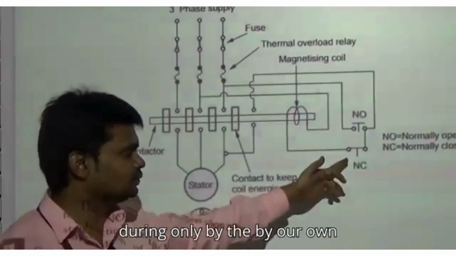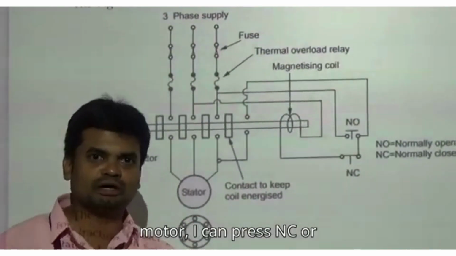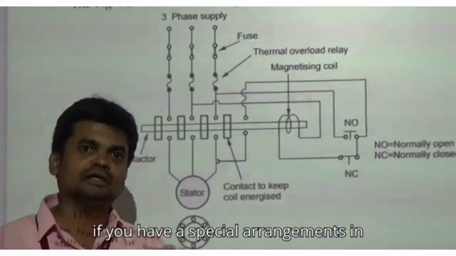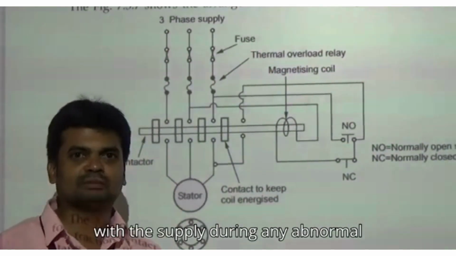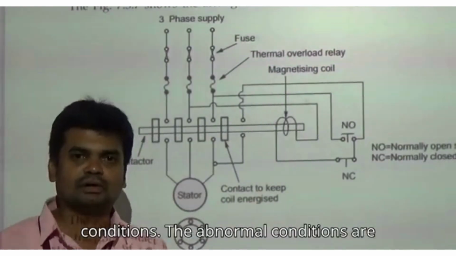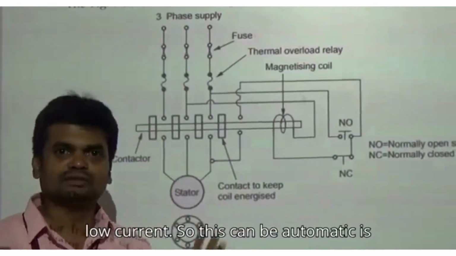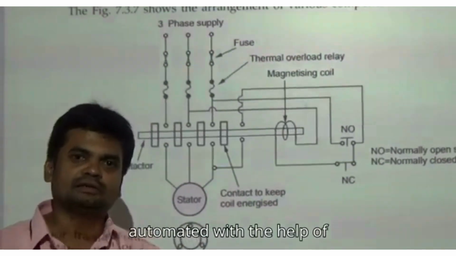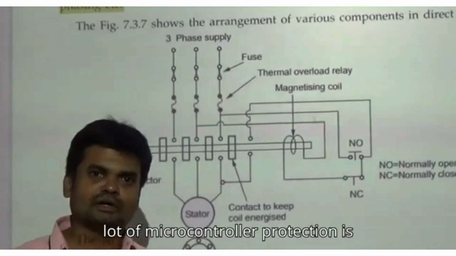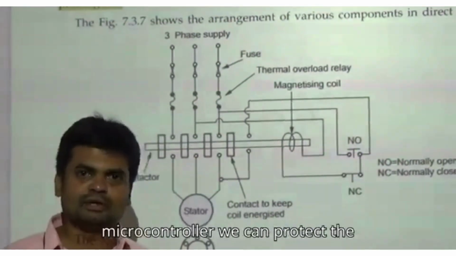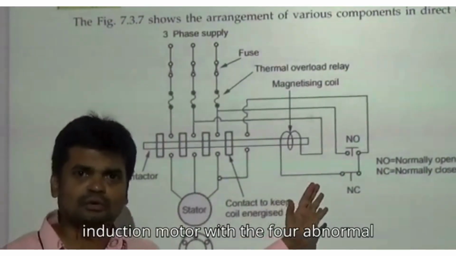So this happens only by our own requirements. If we want to stop the motor, we can press NC, or we can have a special arrangement to cut off the induction motor from the supply during any abnormal conditions. The abnormal conditions are high voltage, low voltage, high current, and low current. This can be automated with the help of microcontrollers. Nowadays microcontrollers play a major role, and there is a lot of microcontroller production. So with the help of a microcontroller, we can protect the induction motor against the four abnormal conditions.